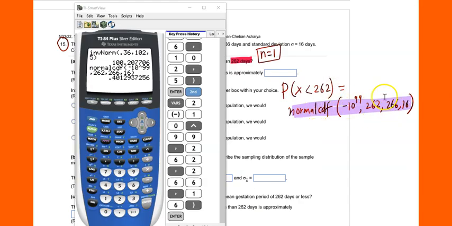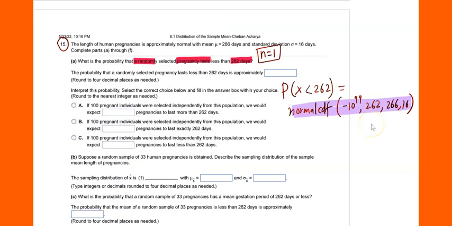I put everything in the calculator. What I get here is 0.40129. If you round it to 4 decimals, it's going to be 0.4013. I'm going to put that here. That's the probability that a randomly selected pregnancy lasts less than 262 days. Listen, there is X here, not X bar, because the size of the sample is 1. Therefore we use X here, not X bar. Make sense?